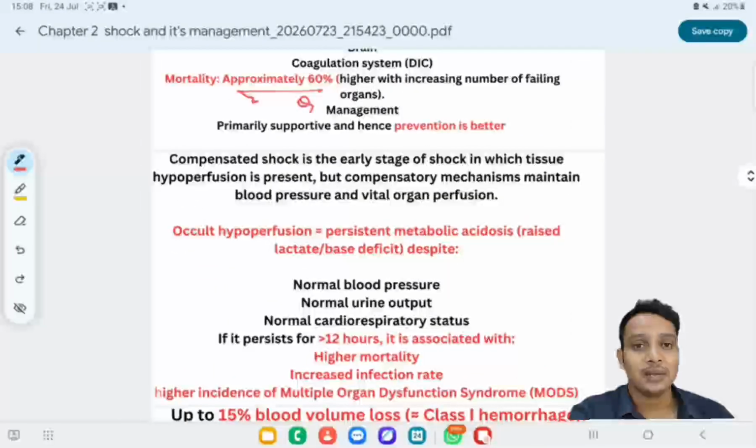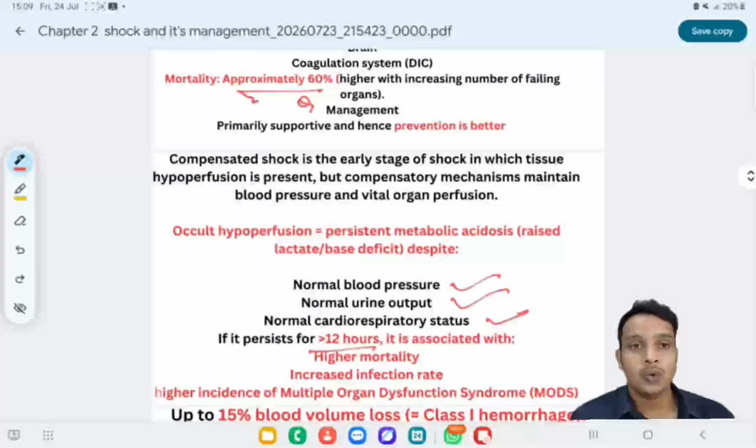So there is a term called occult hypoperfusion. Occult hypoperfusion means there is less perfusion to the tissues happening, but our compensatory mechanisms are keeping our blood pressure normal, our urine output normal, and our cardiorespiratory status normal. But remember friends, if this occult hypoperfusion persists for more than 12 hours, it is associated with higher mortality, increased infection rate, and increased incidence of multiple organ dysfunction syndrome.